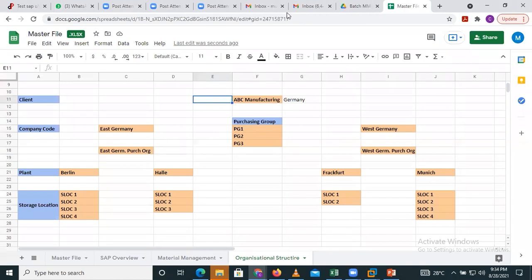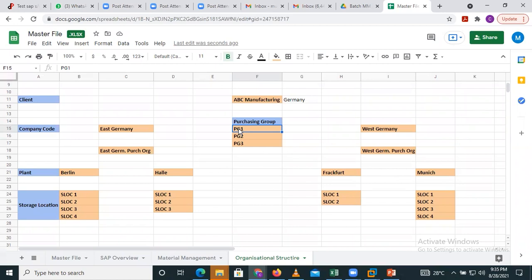So a purchasing group can purchase a material for storage location 4 in Berlin and also for storage location 4 for Munich. Yes, it's not assigned to any particular plant or purchasing organization, right? So it can freely procure the materials for different storage locations or different plants. It has all rights to purchase for all plants and all storage locations.